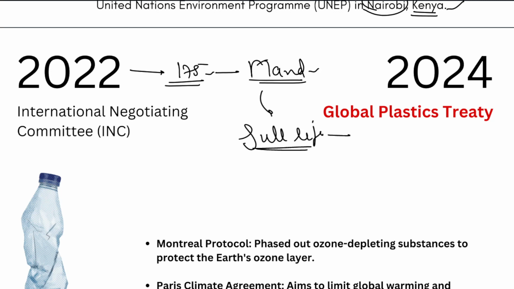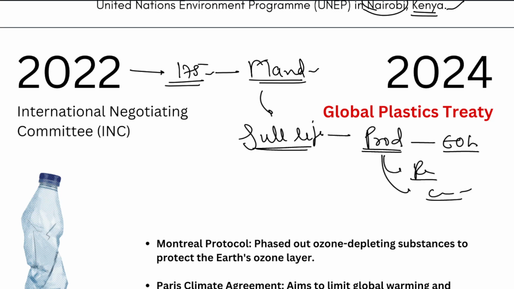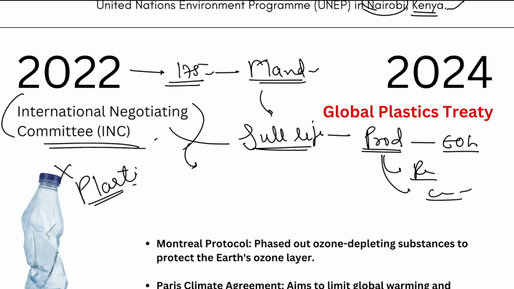Full life of plastic means from production to end of life, whether it is recycling or complete dumping or complete wastage. So production to disposal. Alright, and what was the objective? The objective was to end plastic pollution. So an International Negotiating Committee was formed. What was the task of this committee? Drafting and ratifying the mandate over the next 2 years.